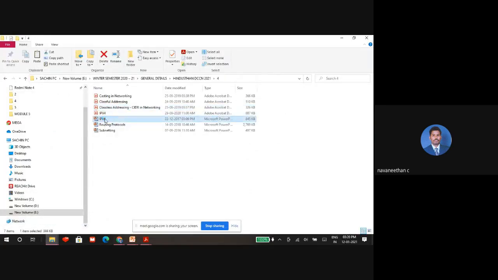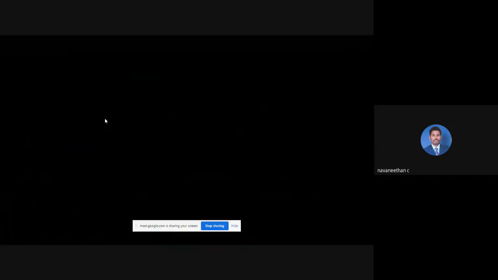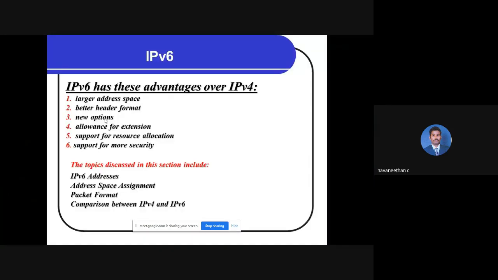Next thing is IPv6. I think you might have studied IPv6 representations. Why is there a need for IPv6 when compared to V4? These are the following advantages. It consists of larger address space, better header format, and more new options. It allows for more number of extensions, supports resource allocation, and the most important thing is it supports more security.